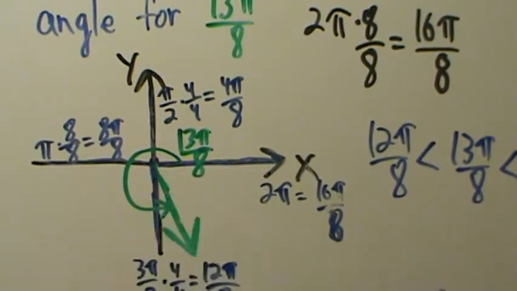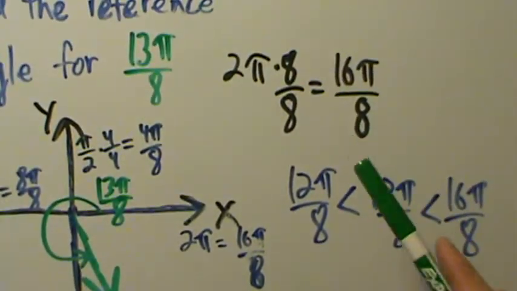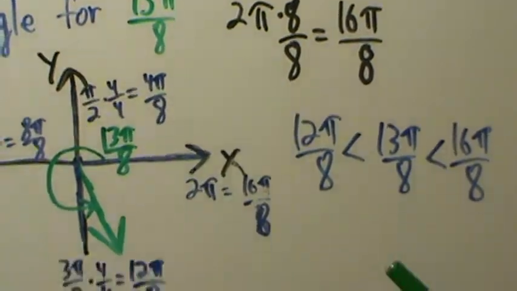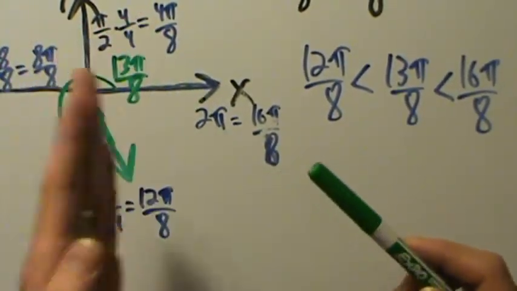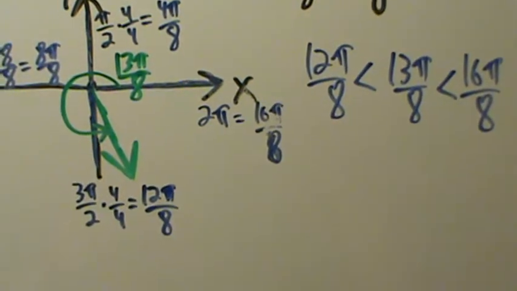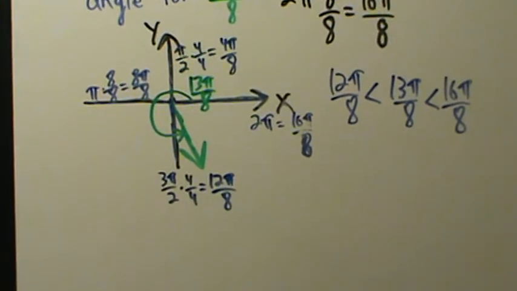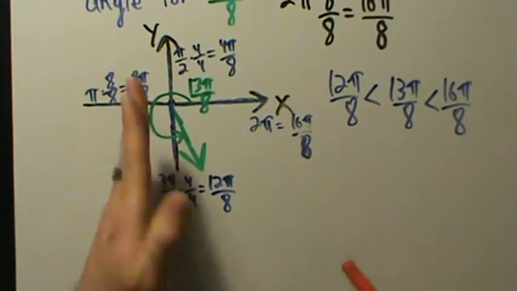The next one's 2 pi, which we already talked about earlier, was 16 pi over 8. So that's finally 13 pi over 8 is less than that. So I know 13 pi over 8 has to be somewhere in between these two guys here. Okay, so right here. Now we can continue like normal. Even though it's not a nice angle on the unit circle or whatever, we can just keep going like we always do. So it's in quadrant 4.